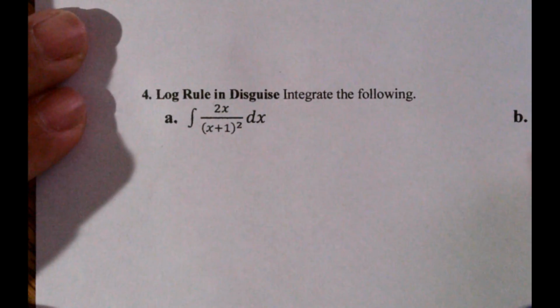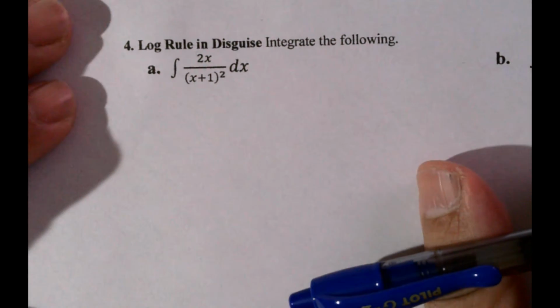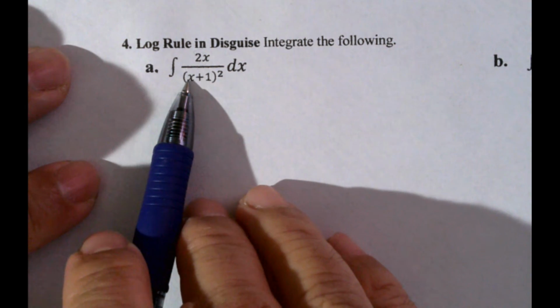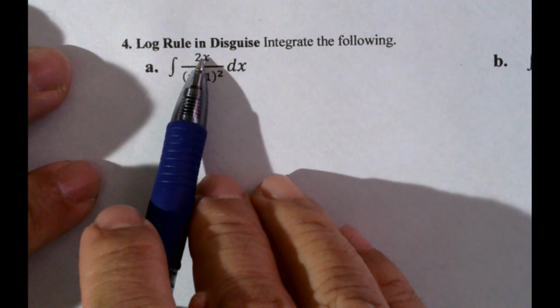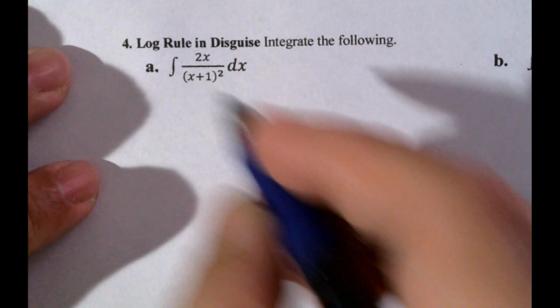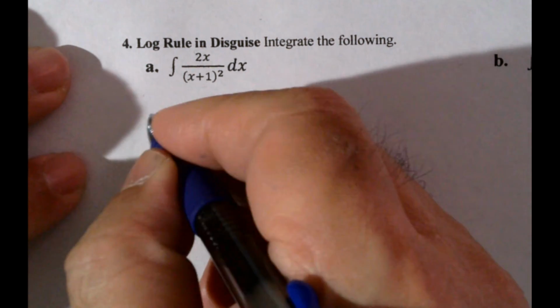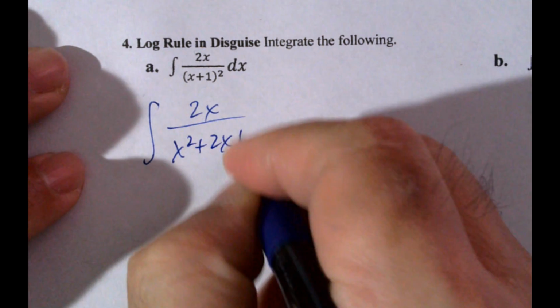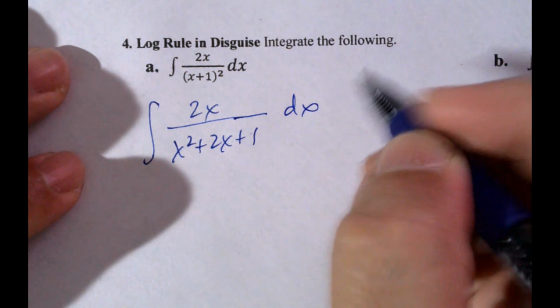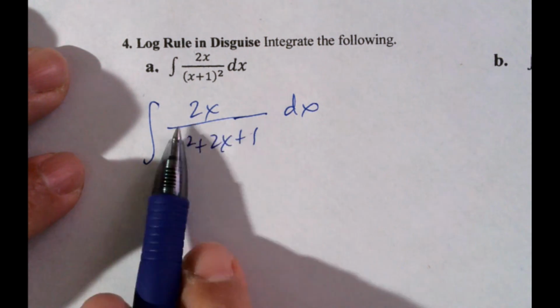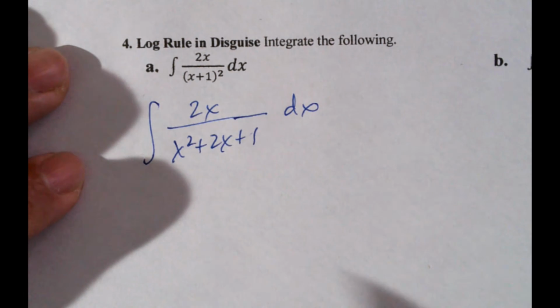Let's go on to C. Log rule in disguise. Okay, so look at this one. Well, derivative of x plus 1 is 1, not x. There's no x in it. So you can't get rid of that x so easily. So what I'm going to do is I'm going to actually multiply that out. So the denominator, when you multiply it out, is x squared plus 2x plus 1. And now I look at this, and the derivative of x squared plus 2x plus 1 is 2x plus 2. So I'm missing a plus 2.